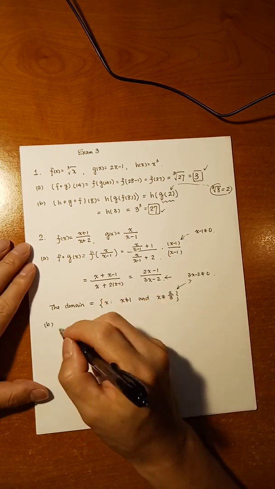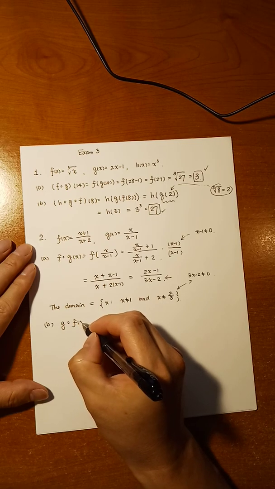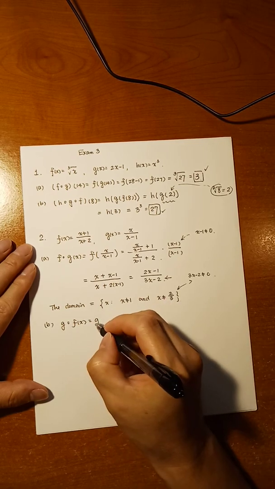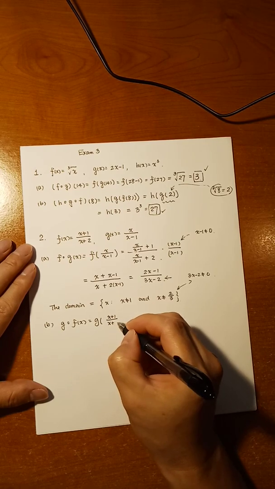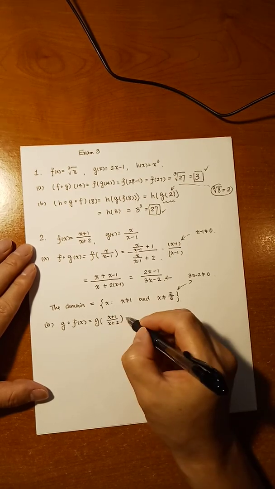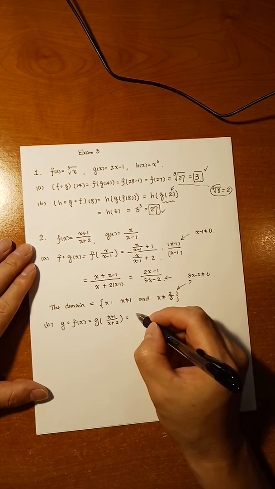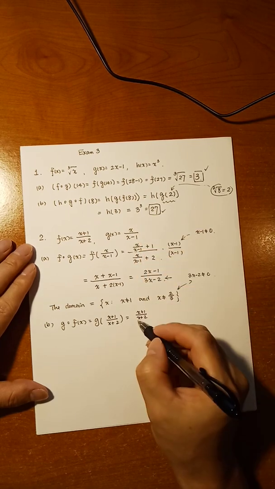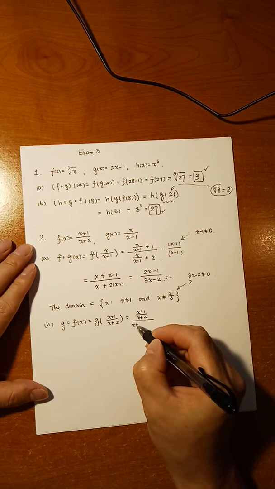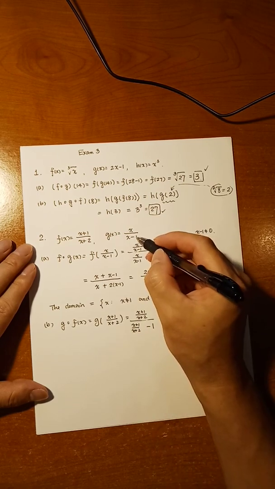Second one, you see, it's g compose f of x. So it's g of f(x), which is (x plus 1) over (x plus 2). So where you have x, you're going to write (x plus 1) over (x plus 2). So (x plus 1) over (x plus 2). This is the numerator. And the denominator, (x plus 1) over (x plus 2) and minus 1 here.